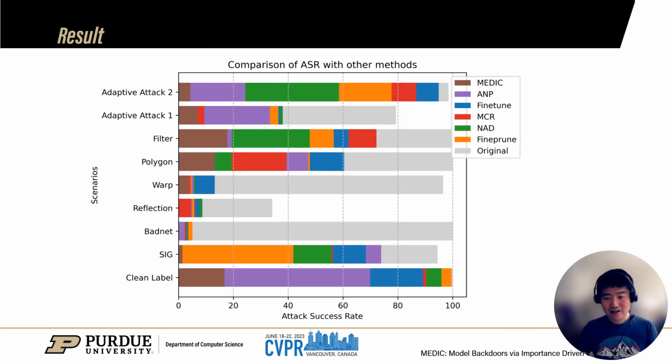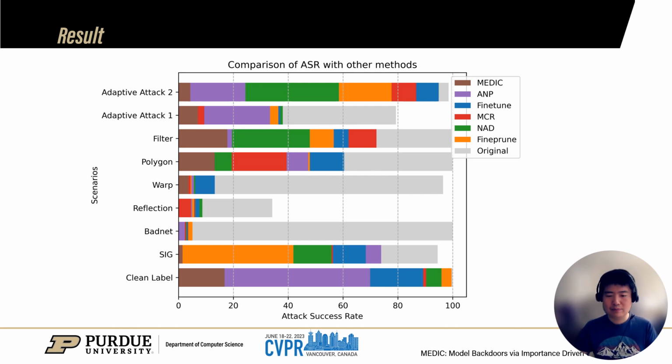Here we show the result of backdoor removal. Our result aligns with our theoretical explanation. We found our method has a large advantage when dealing with strong and hard backdoors. As you can see, we compare with 5 other state-of-the-art methods on 9 representative baselines. The x-axis shows attack success rate.